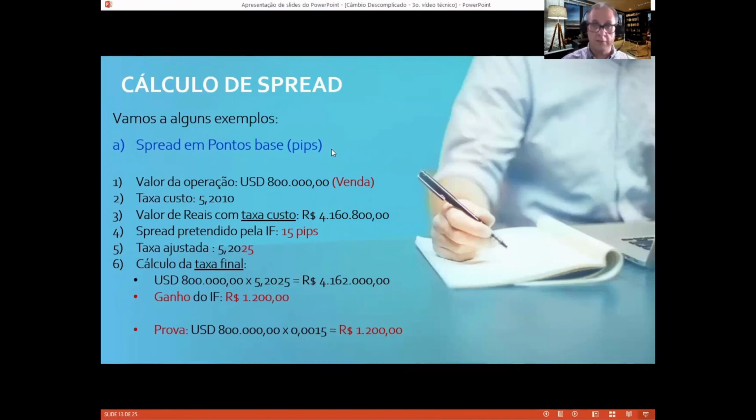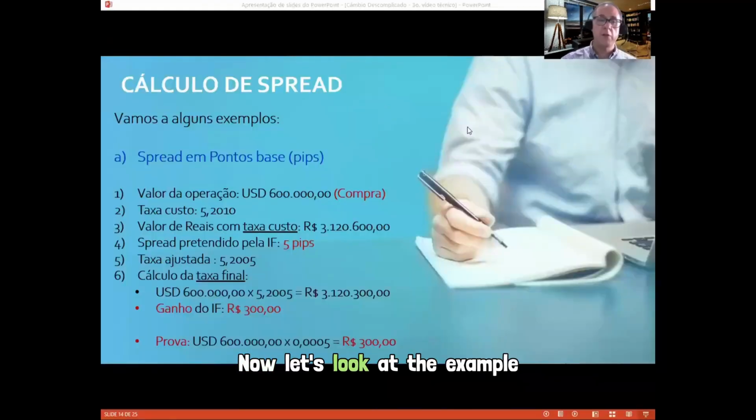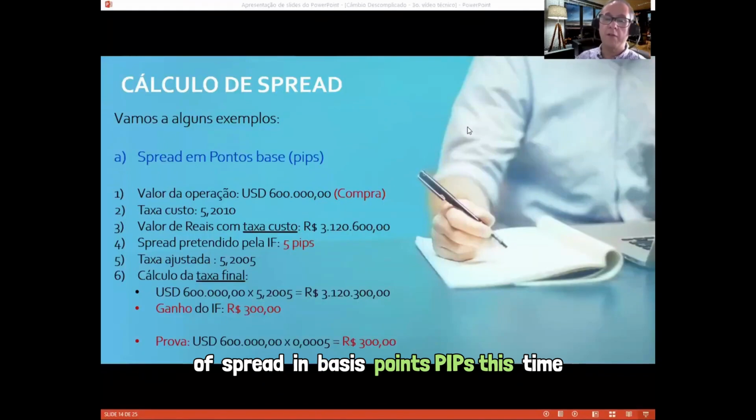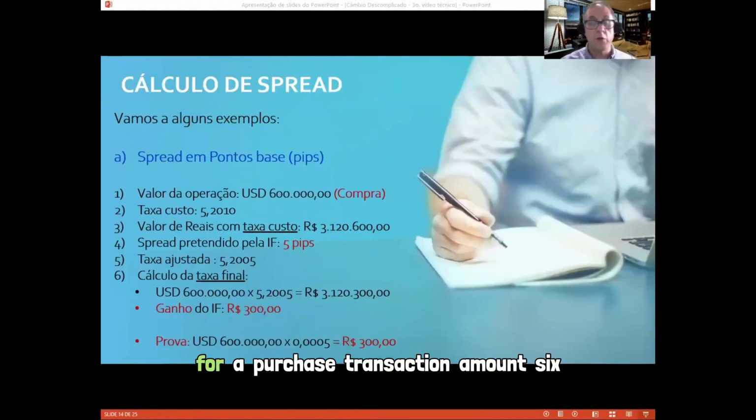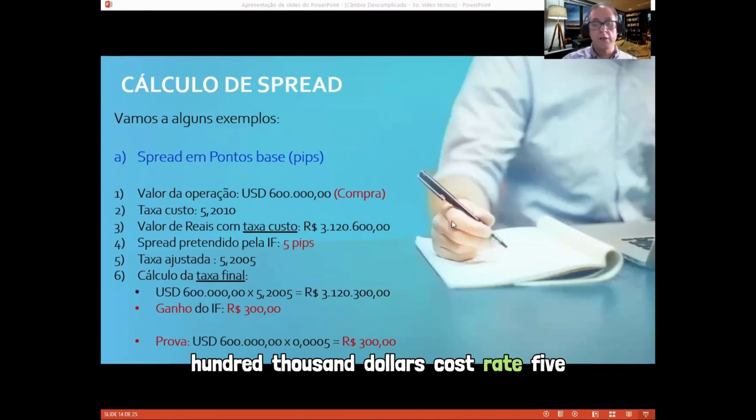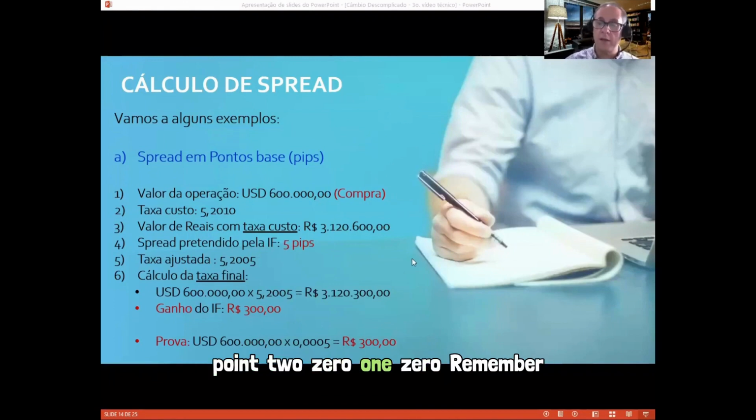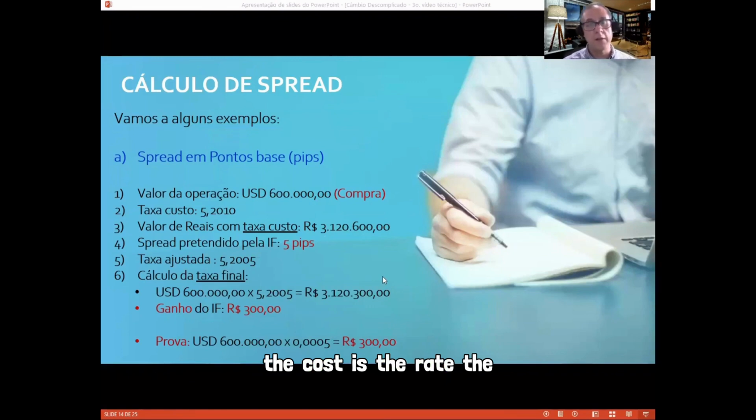from this operation. Now let's look at the example of spread in basis points, pips, this time for a purchase. Transaction amount, $600,000, cost rate, 5.2010. Remember, the cost is the rate the bank would not have earned if it had done the transaction at that rate. What is the bank going to do? The amount in Reais at the cost rate would be 3,120,600. The spread in this case is 5 pips.